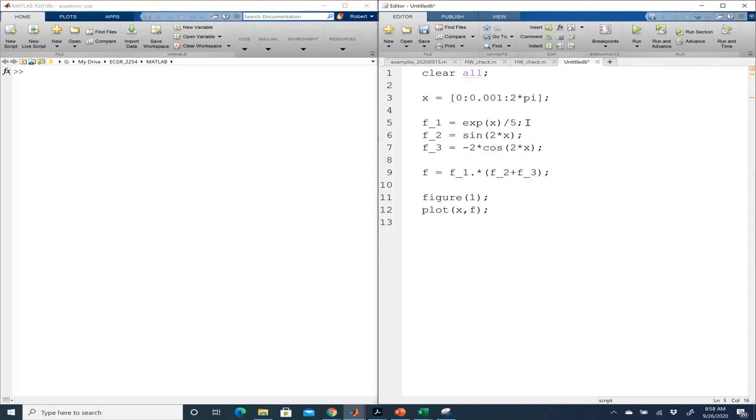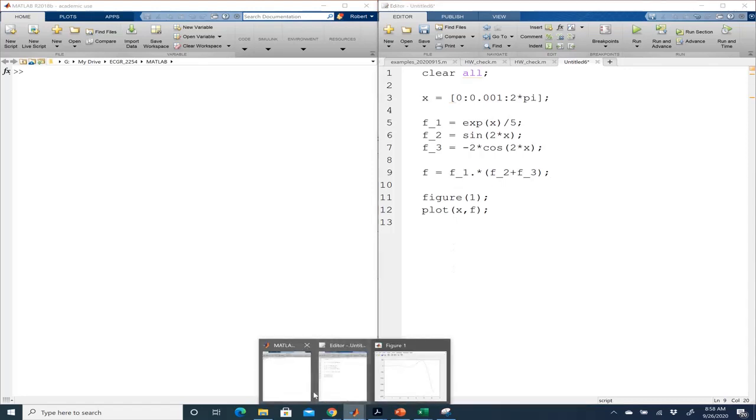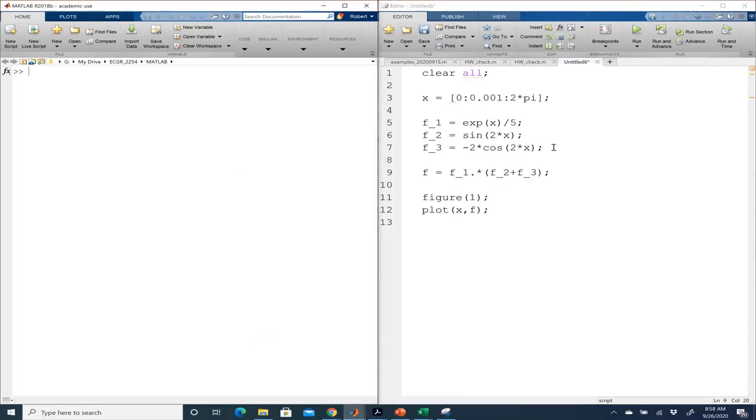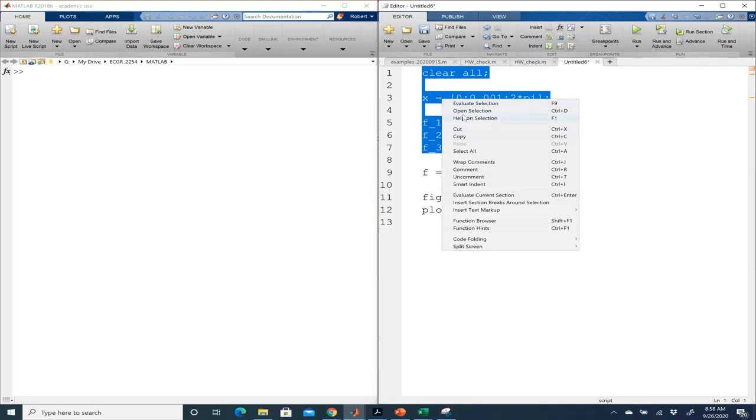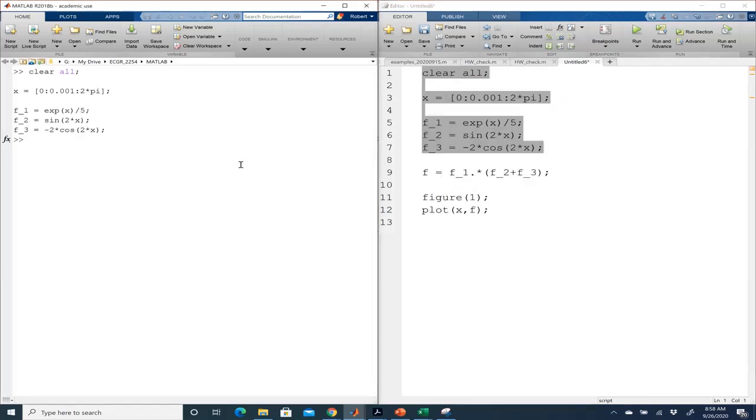Then I create my f underscore 1, my f underscore 2, and my f underscore 3. And then I do the operations that I talked about in the previous slide. One thing I typically do before I make any final decisions about trying to plot anything is check the sizes of things. So I'm going to evaluate this selection over here. Now everything's been created.